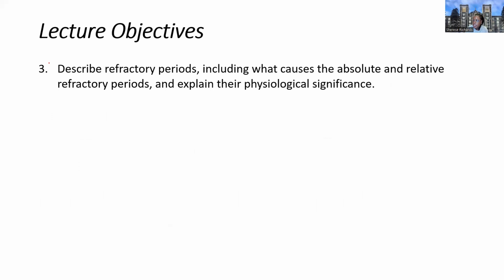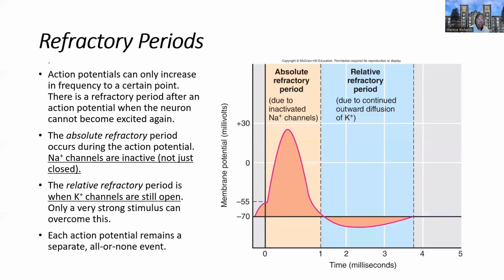Let's go on to lecture objective number 3. So describe the refractory periods, including what causes the absolute and relative refractory periods, and then we're going to explain their physiological significance. So why are they important? Now, the refractory periods are periods in time immediately following the action potential where we cannot fire another action potential, or it's extremely difficult to fire another action potential.